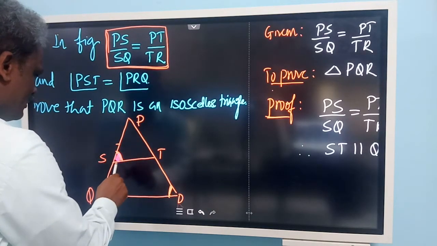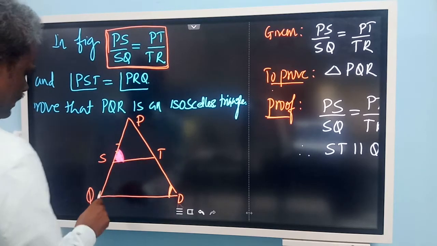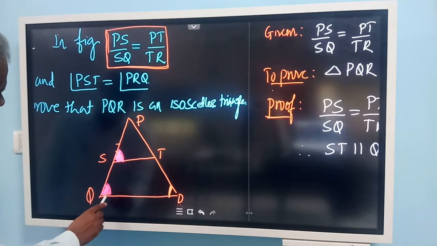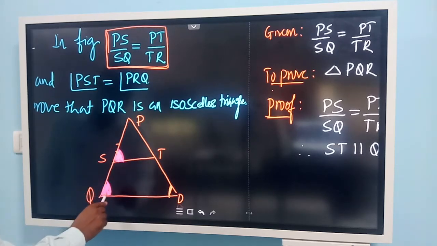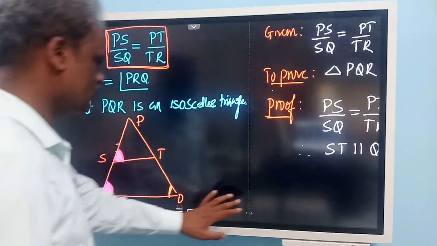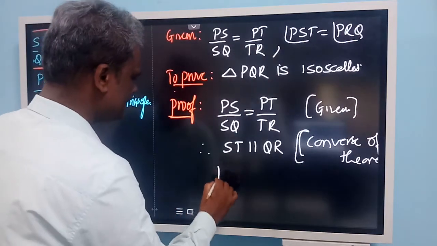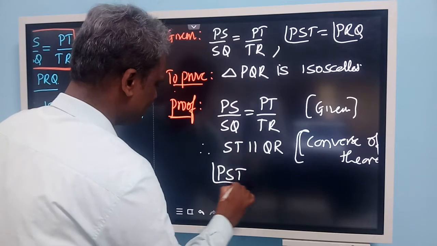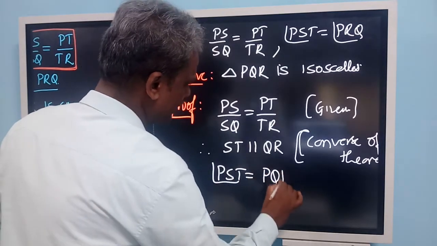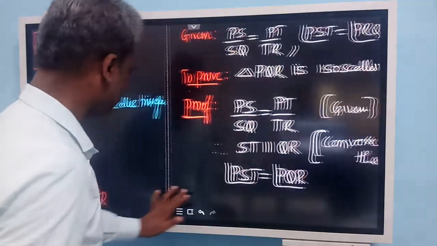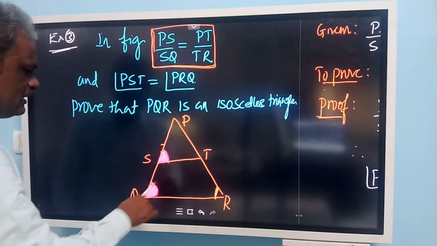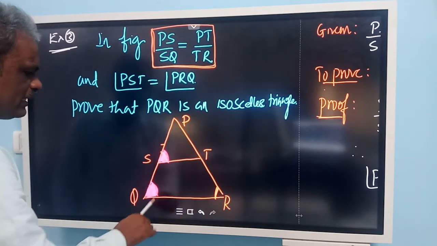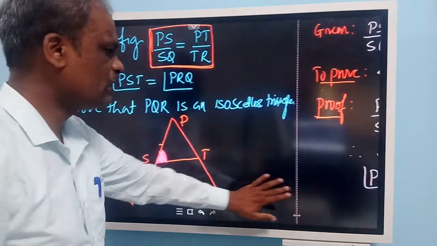This angle I can write is equal to this angle. Why? Because these two lines are parallel. So these two pairs are corresponding angles, and I can write these two angles are equal. So angle PST is equal to angle PQR. This is the angle PST, and I can write angle PQR. Both are equal. So this you call as 1.